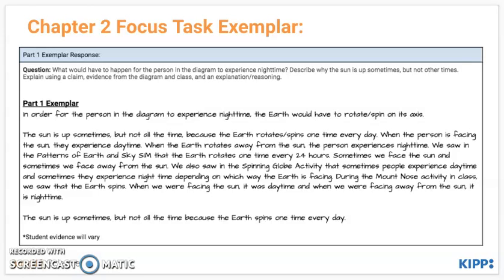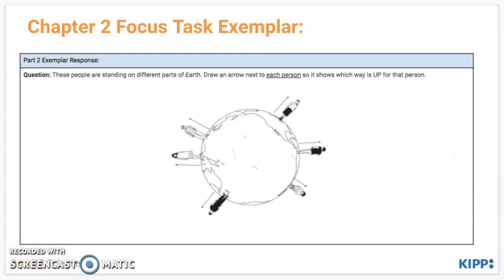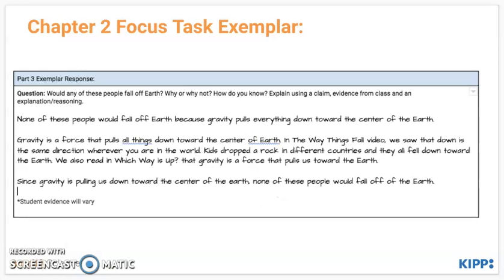Here is the exemplar for Part 1. Note that the evidence will vary. Take a minute to read through the Part 1 exemplar. Part 2 shows that all arrows should be pointing away from the Earth. Finally, take a minute to read through Part 3 and the exemplar response.